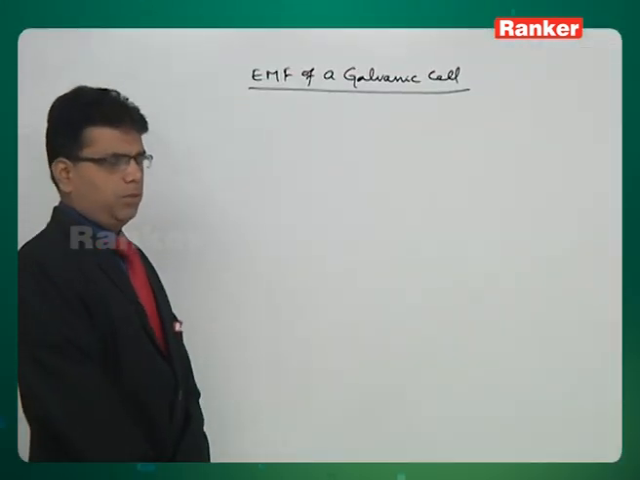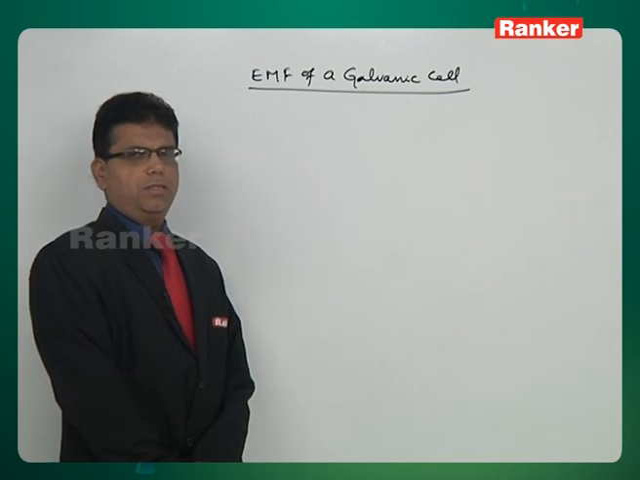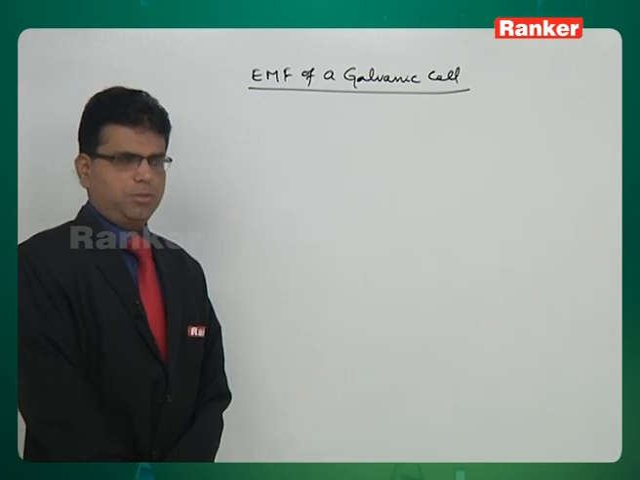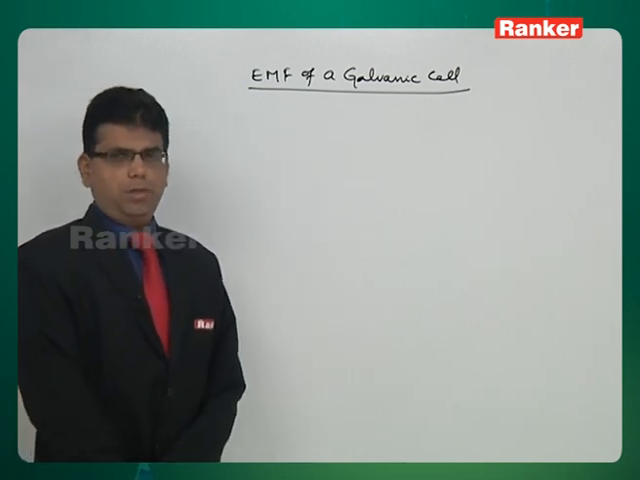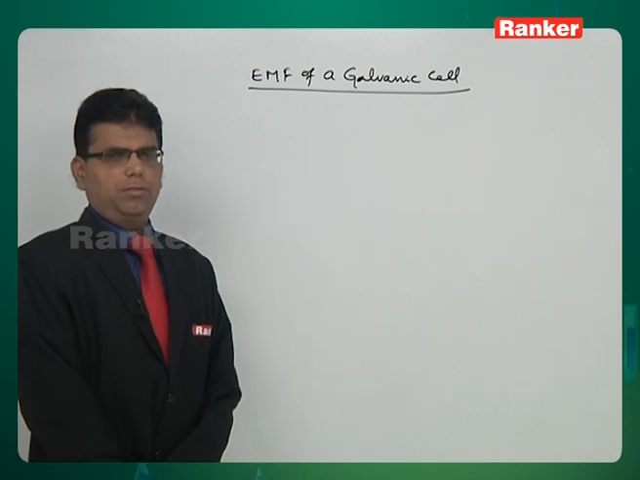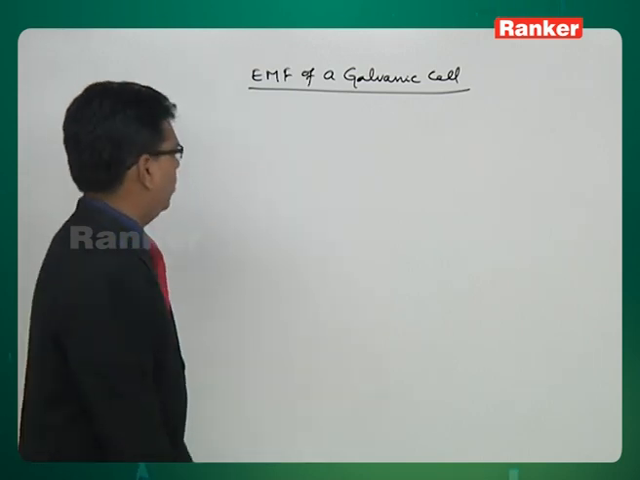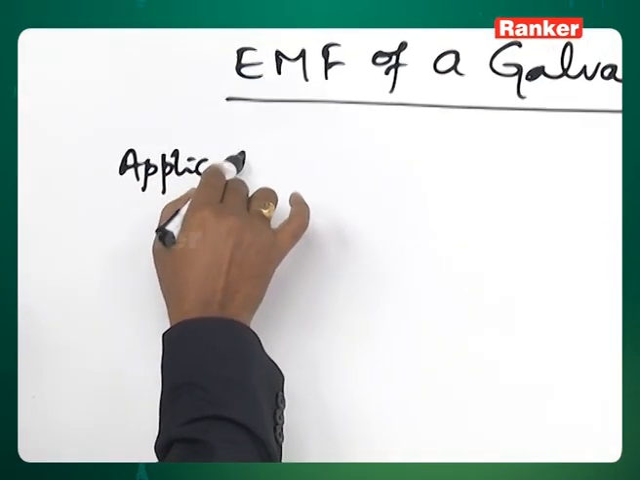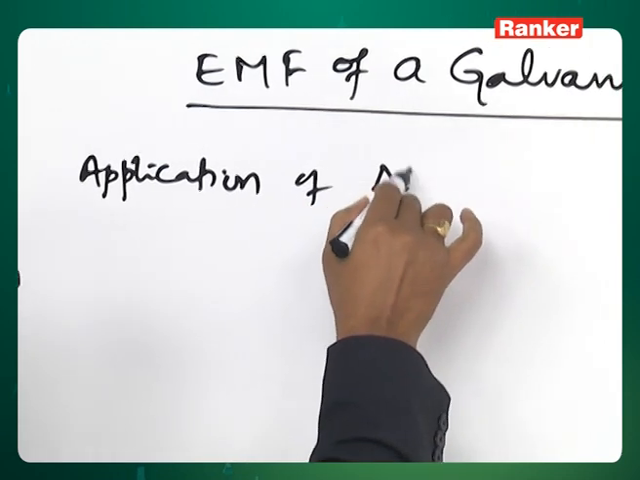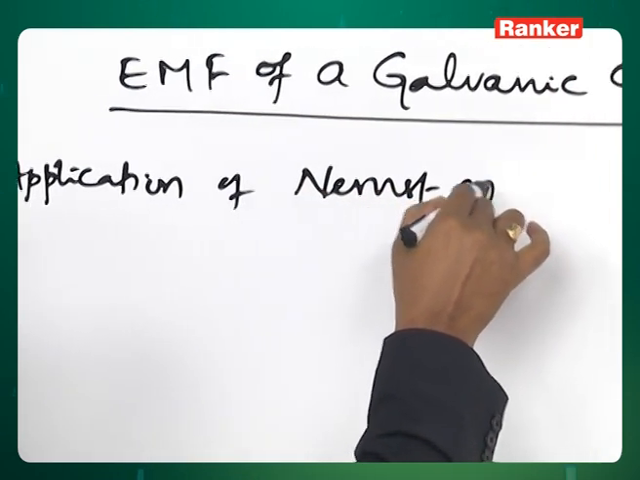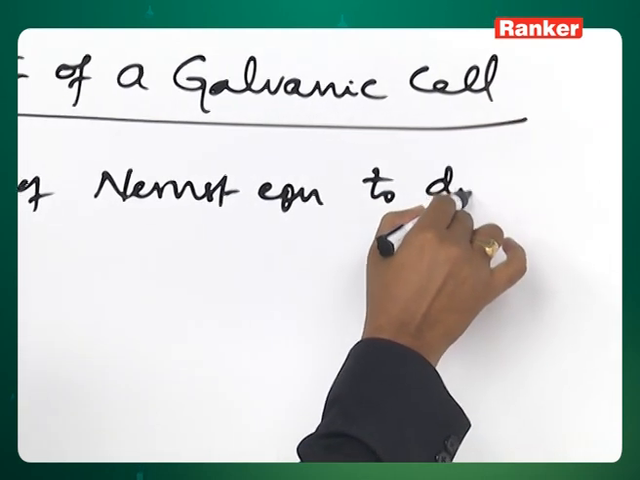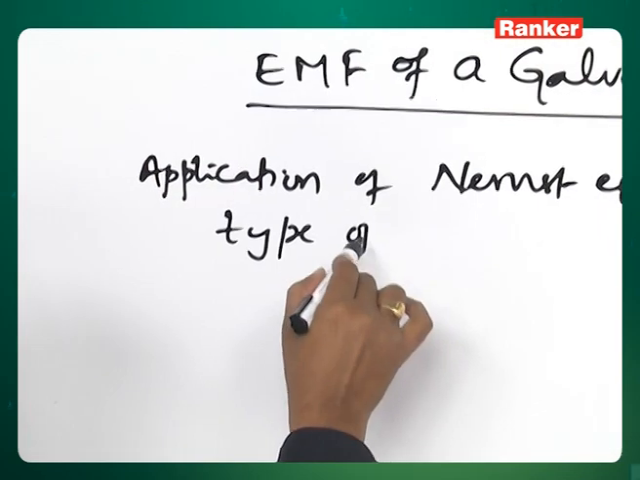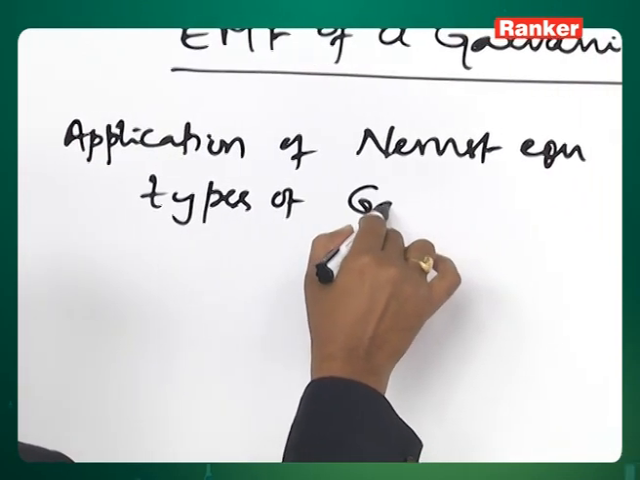In this class we are going to discuss the EMF of a galvanic cell, that is, how to find the EMF of a galvanic cell. Basically, it is how we apply the Nernst equation to find the EMF of a galvanic cell. So, it is the application of the Nernst equation to different types of galvanic cells.